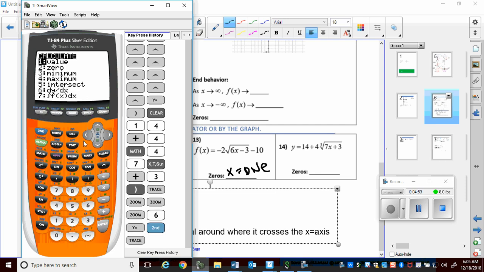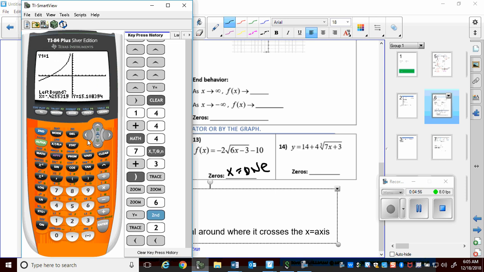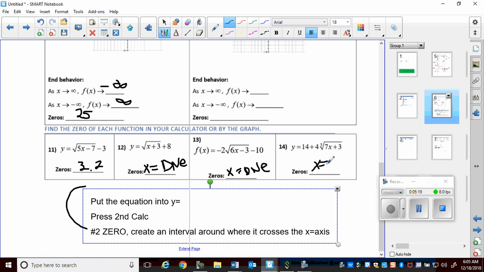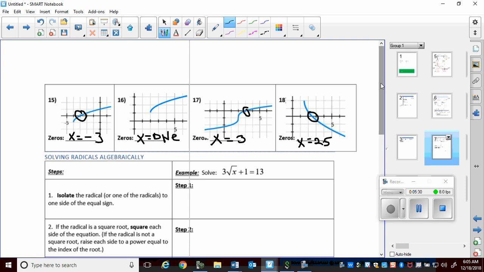Okay, so I'm getting the 0, so I'm going to press 2 and go to the left of that 0. So you see my cursor coming down. So I'm moving to the left of where it crosses the x-axis. Press enter, and I move towards the right where it crosses the x-axis. Press enter and enter again, and I get negative 6.55 is my zero. X equals negative 6.55.